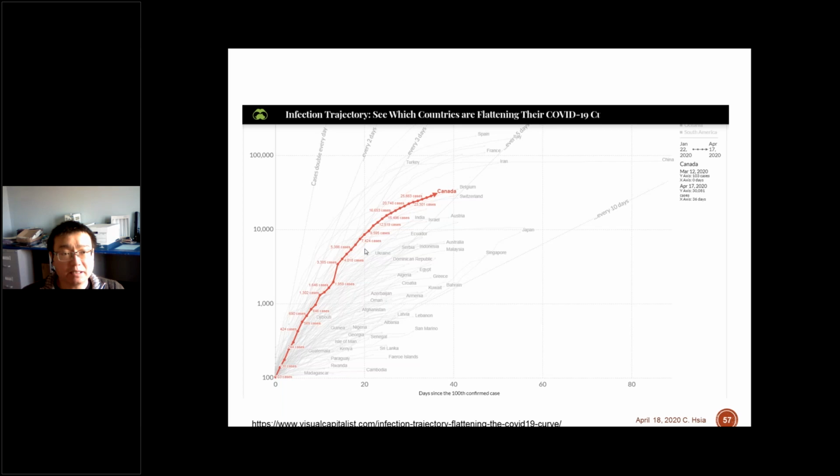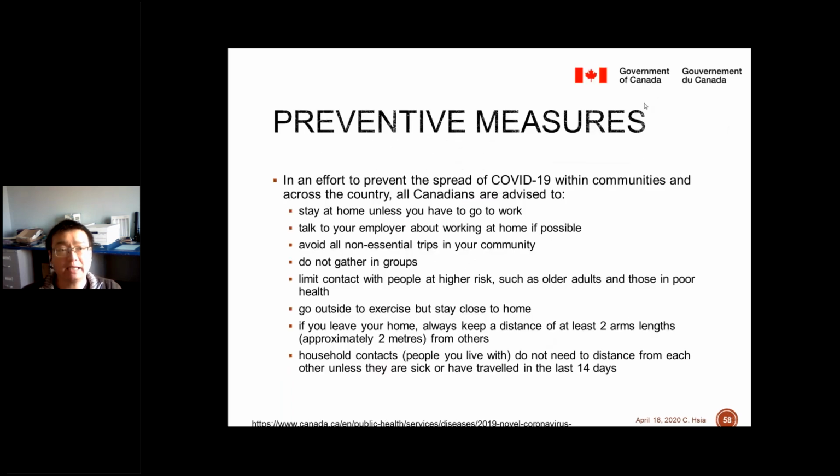The number of cases in Canada, there is a time bias, meaning that countries like France, Spain, Italy started ahead of time. So you can see that their curves are somewhat flattening out a bit, and hopefully the Canadian curve as well. We're either on a trajectory that's still increasing, or hopefully also flattening out as well with the different measures to prevent spread.